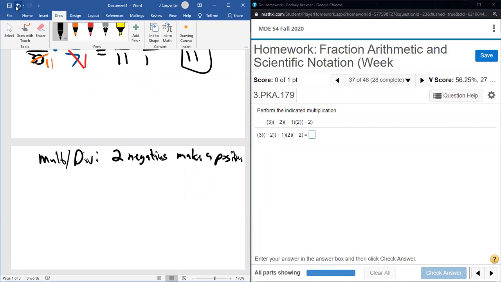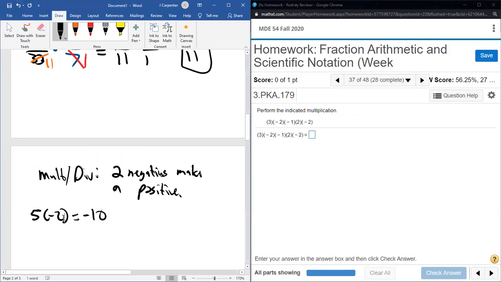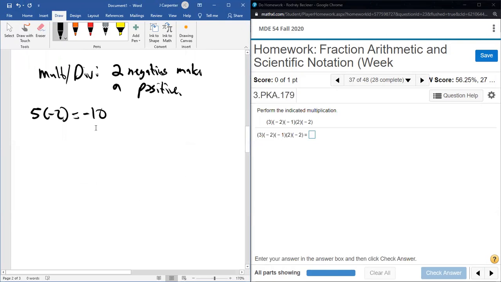I can make a positive. So if I have something like 5 times negative 2, that's negative 10 because that's a positive and a negative. There we go. But if I had negative 5 times negative 2, that would be positive 10. Now this works with bigger products.